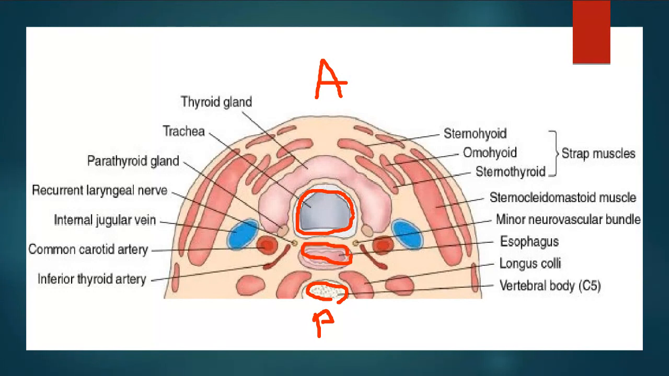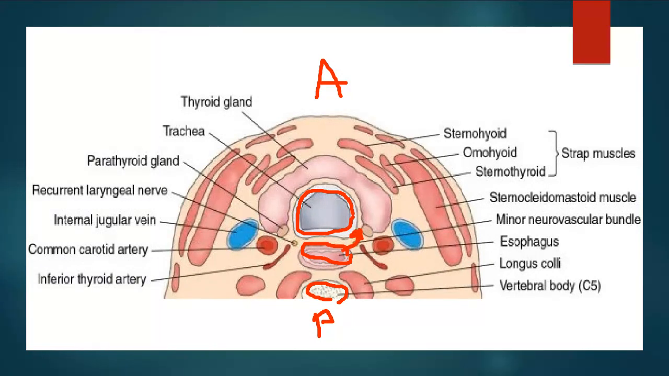Now, our esophagus in this diagram is appearing as if it runs directly posterior to the trachea, but it truly does run to the left of the trachea. So we are going to expect to see it slightly in this region here.